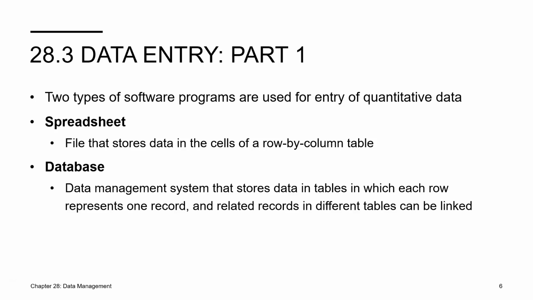So section 28.3 goes over data entry. And so data entry can be entered by hand, or it can come through the different types of statistical software. And there are two different types of program. I think these words are used interchangeably, but Jacobsen really differentiates them within the textbook. So a spreadsheet is considered a file that stores data in the cells of a row and column table, and a database is considered a data management system that stores data in tables, and each row represents one record and related records in different tables that could be linked by using, say, a pivot table. So a spreadsheet usually is just one worksheet within the database, but a lot of times these are used interchangeably.